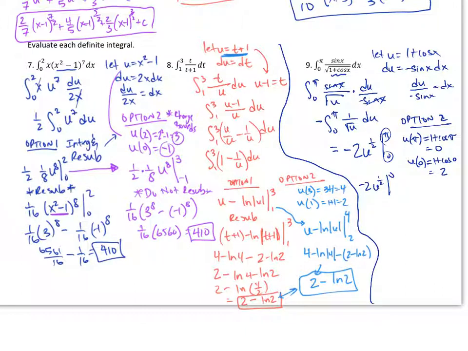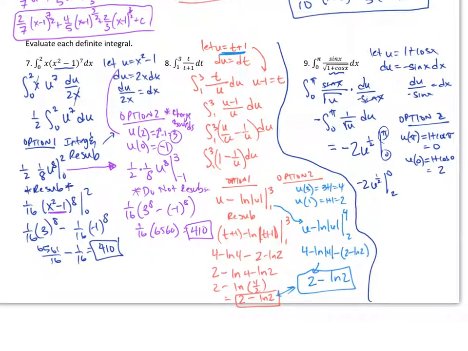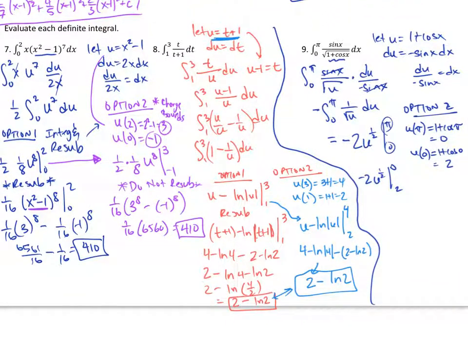Now look at how this changed. This ends up being from 2 to 0, so we're actually going backwards. But your answer will work out that way. So when you put in the 2, you're going to get negative 2 root 2. Actually, sorry, I need to do it the other way. Put in the 0, you'll get 0 minus negative 2 root 2. So I put the 0 in first, and then subtract that. So this ends up being 2 root 2 as my answer.